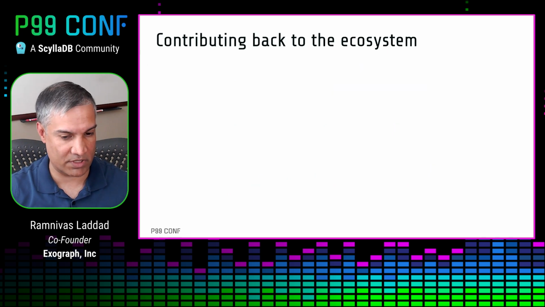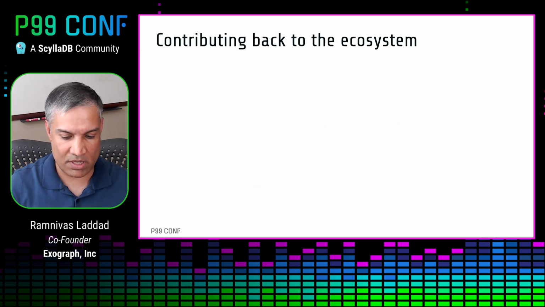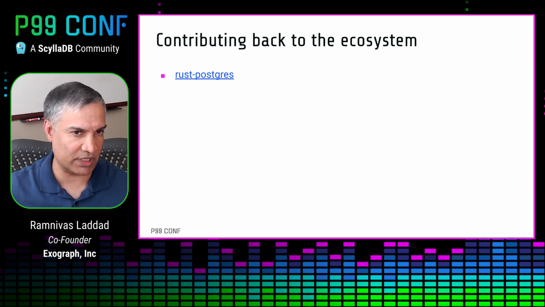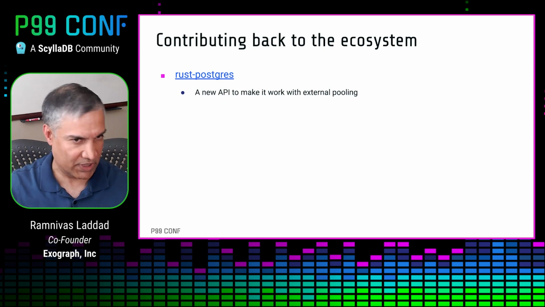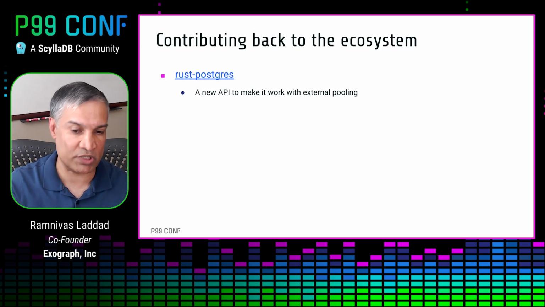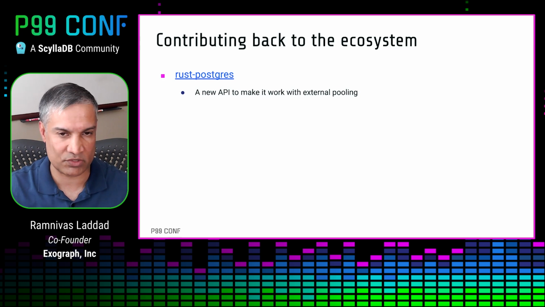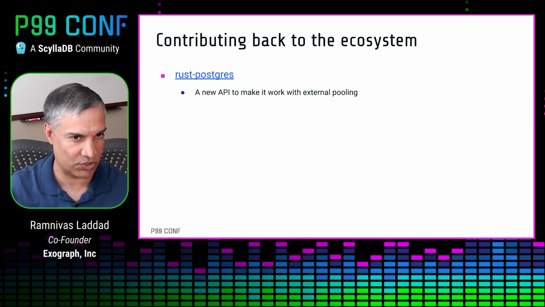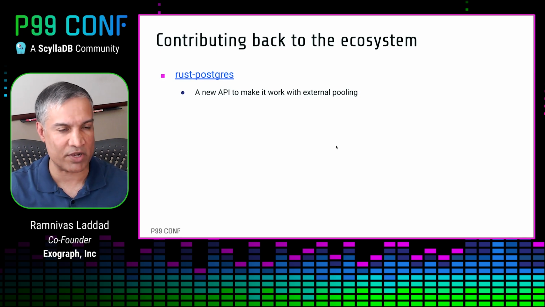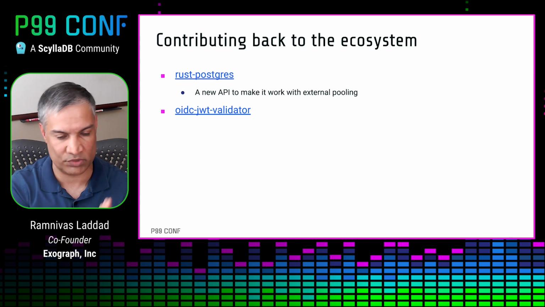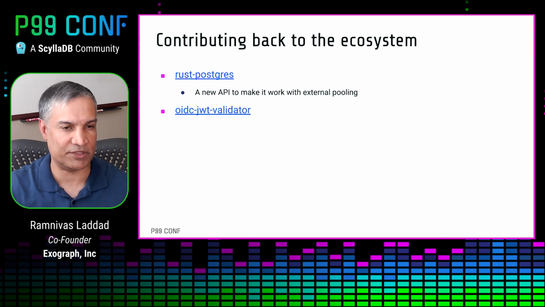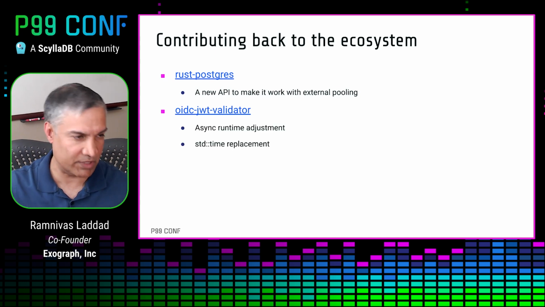There are cases, however, we had to go and contribute back to the ecosystem. For example, Rust Postgres, as it existed back then, did not work with external pooling. I will talk about pooling in a bit. So we had to make a contribution, add a new API to it, and that is now merged. So if you use Rust Postgres, you don't have to deal with this issue. Similarly, when we wanted to deal with OIDC JWT validator, which is what we use for authenticating using OIDC, we had to make a couple of adjustments, the runtime as well as the standard time that I showed earlier.